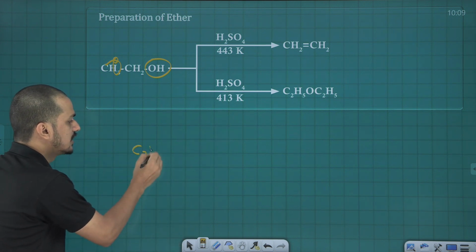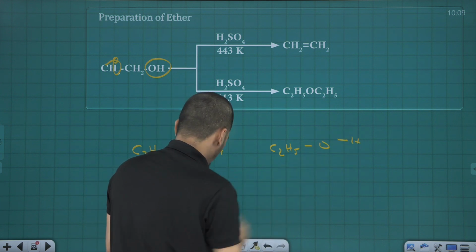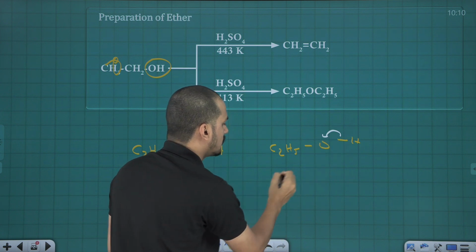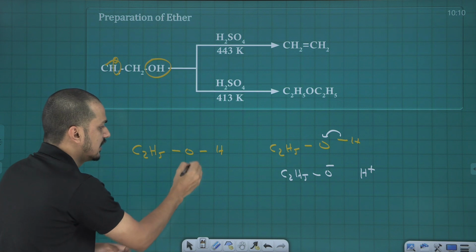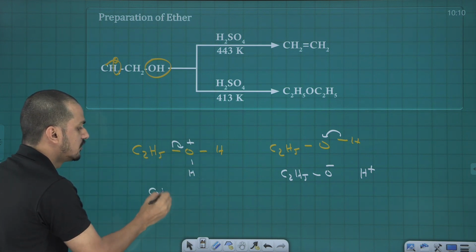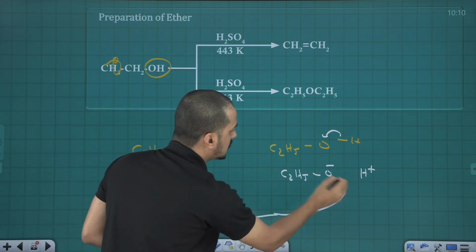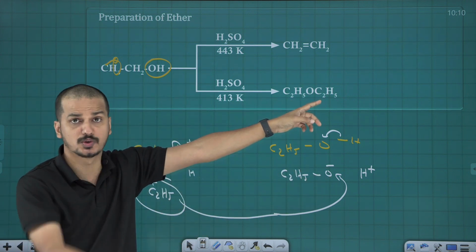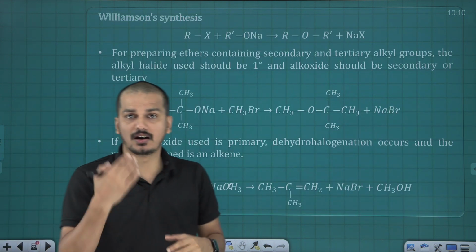So see, C2H5OH is there, another C2H5OH is there. From here, this H will donate electron to this one, so that it becomes C2H5O minus. This H plus will come and attach here, so this will become positive. Automatically, in the next step, this will take the electron towards it, so it will become C2H5 plus. Now this C2H5 plus will go and substitute here, C2H5OC2H5, like that. Ether preparation is also possible this way.